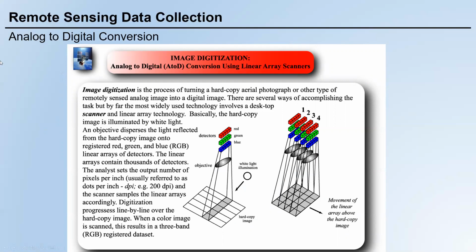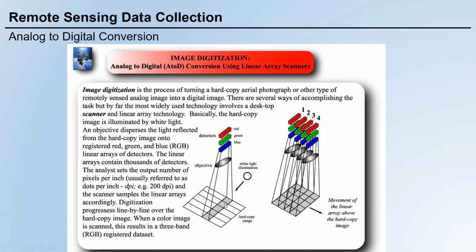So here is the concept: image digitization. It is the process of turning a hard copy aerial photograph or other type of remotely sensed analog image into a digital image. Here we have two figures to show the general process of digitization. Let me introduce it very generally.